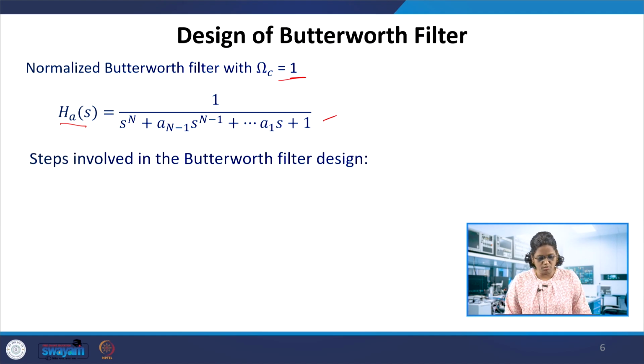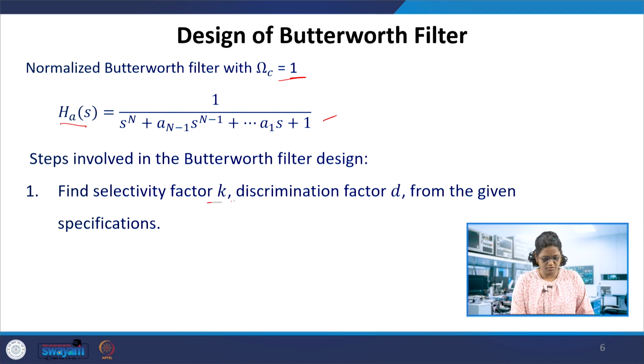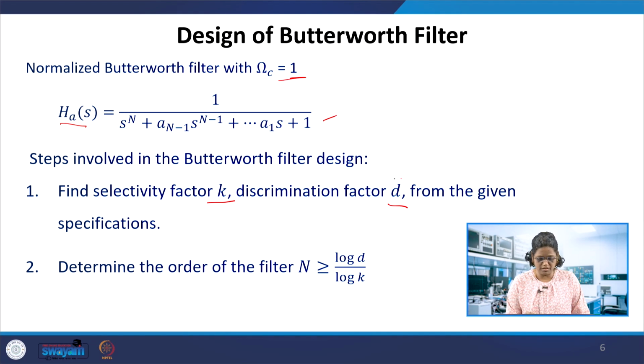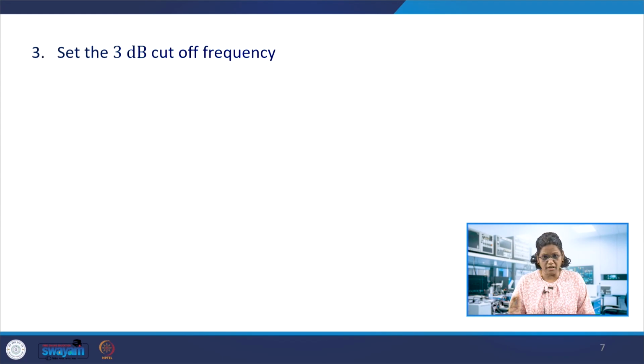So in this, what are the steps to be followed in the design? We have to find the selectivity factor k and the discrimination factor d. There are two things involved in the design. What are these k and d? The selectivity and discrimination factor, and then we go for the order of the filter by knowing d and k. So n is at least log d by log k, from the k and d. K and d are related with the ripples which are allowed in the pass band and the stop band, or the attenuation. We can say what attenuation we need in the stop band.